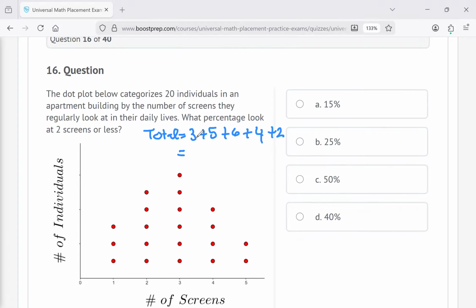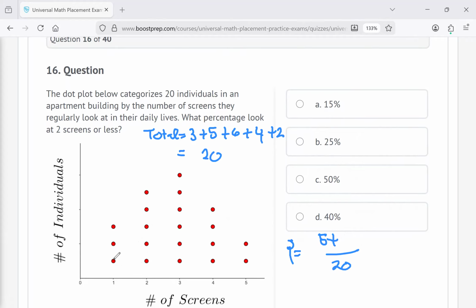Get 20. Okay, so percentage, so it's going to be out of 20. Now, what we got to do is look at 2 screens or less. So how many people? So it's only 2 and 1. So how many people for screen 2? There's 1, 2, 3, 4, 5.